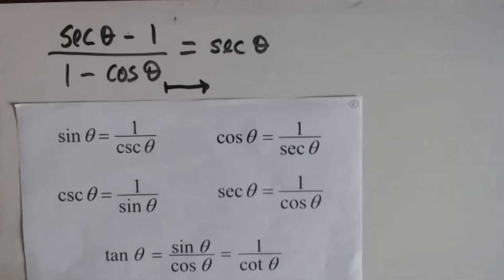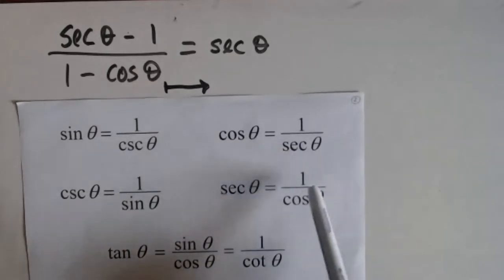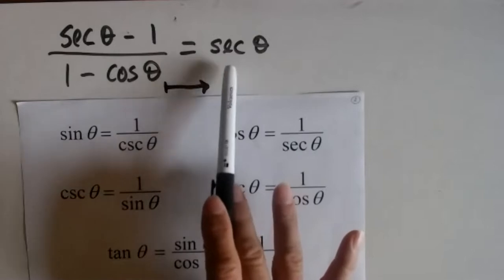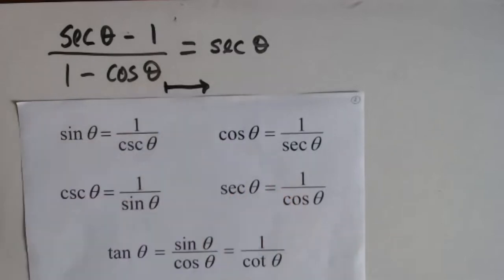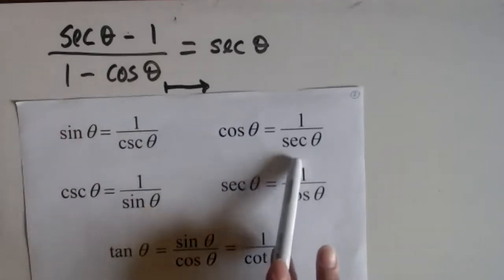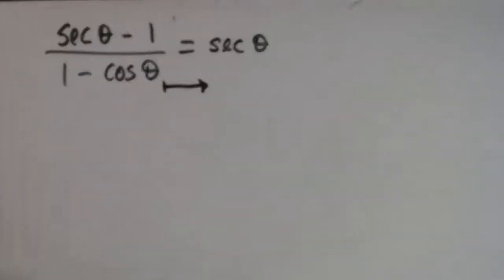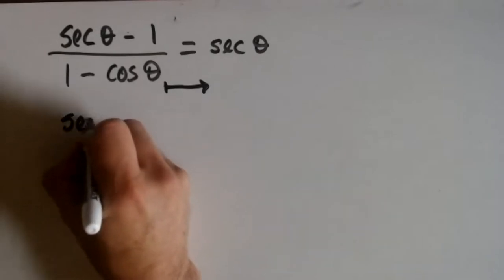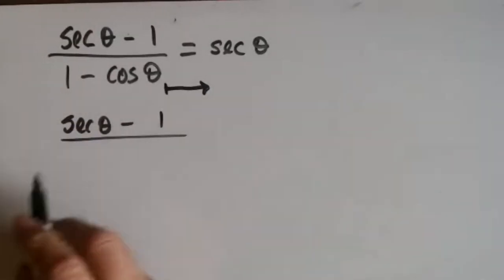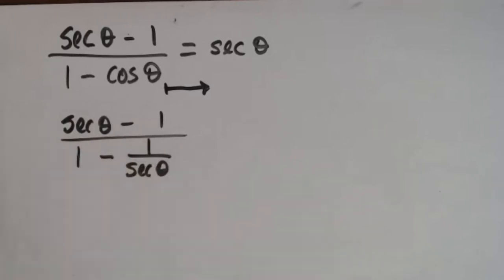What do you want to do? You have to choose. Cosine changed by 1 over secant, or secant 1 over cosine. Check what you have to find. Secant, correct? So possibly the good idea is change cosine by secant, correct? Because I want to find secants. So let's do that. So I'm going to put here secant of the angle minus 1 over 1 minus 1 over secant of the angle, right?